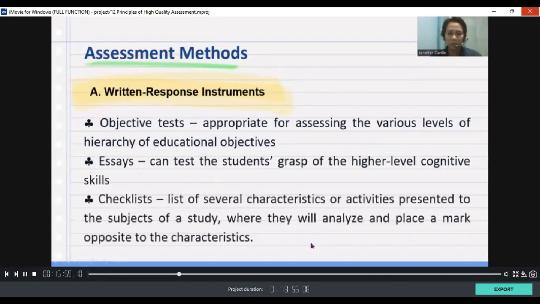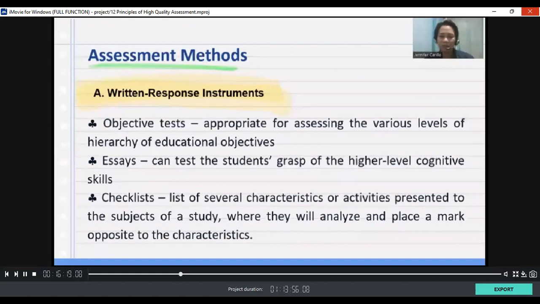Checklist. So you can also use this one. It is a list of several characteristics or activities presented to subjects of study where they will analyze and place a mark opposite to the characteristics. So for example, you are tasked to check an item. In math, the students will make a self-assessment. They will check some items like "I can add 2 digits," for example, 22 plus 36. So, nga na. Ilahang i-check, ilahang kaugalingon nga performance.